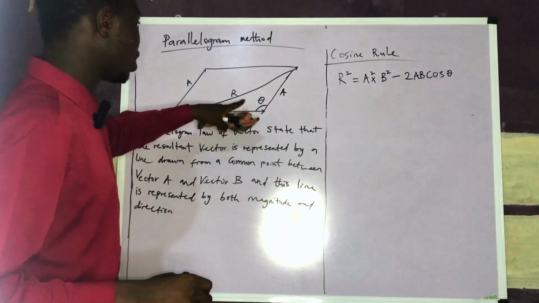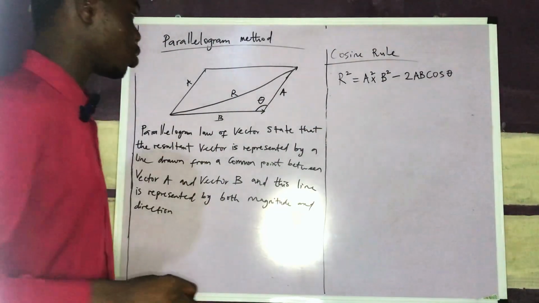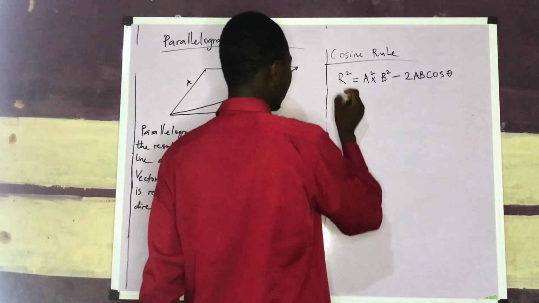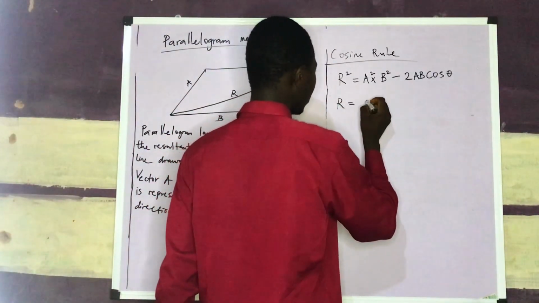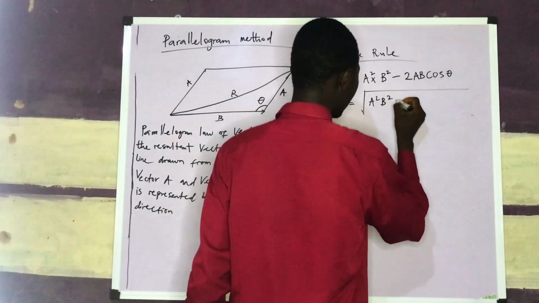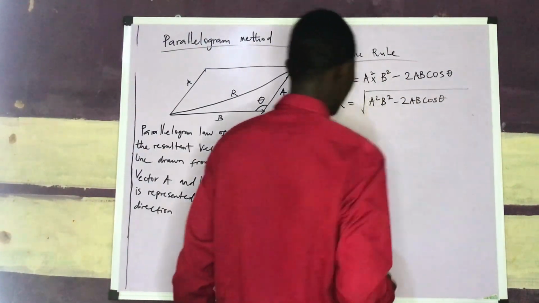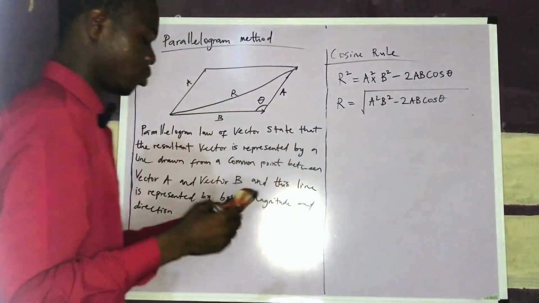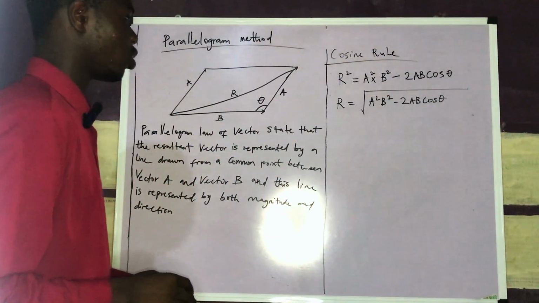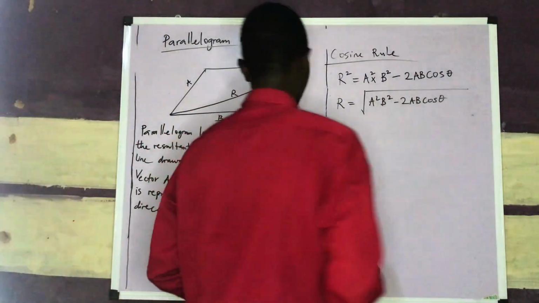If you want to get this resultant, this is what you use, the cosine rule. So let's evaluate it. We can have R is equal to the square root of a square plus b square minus 2ab cos theta. From here, you can be able to get the resultant of this vector. Okay.